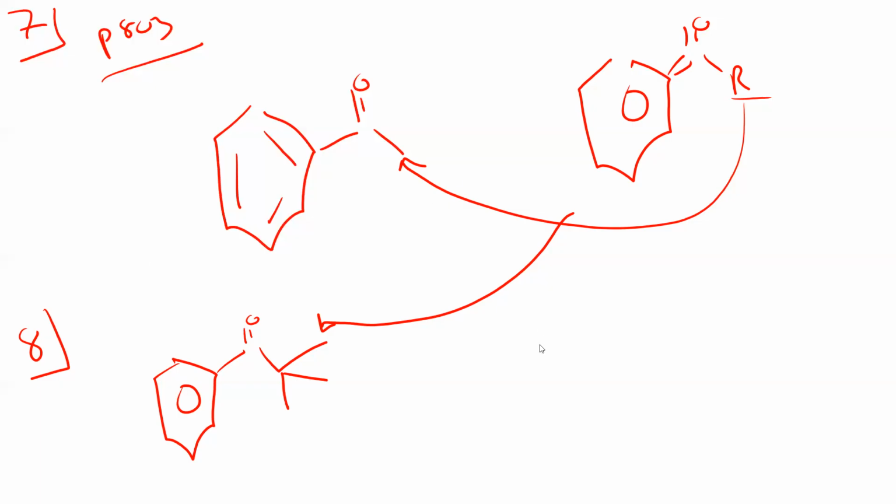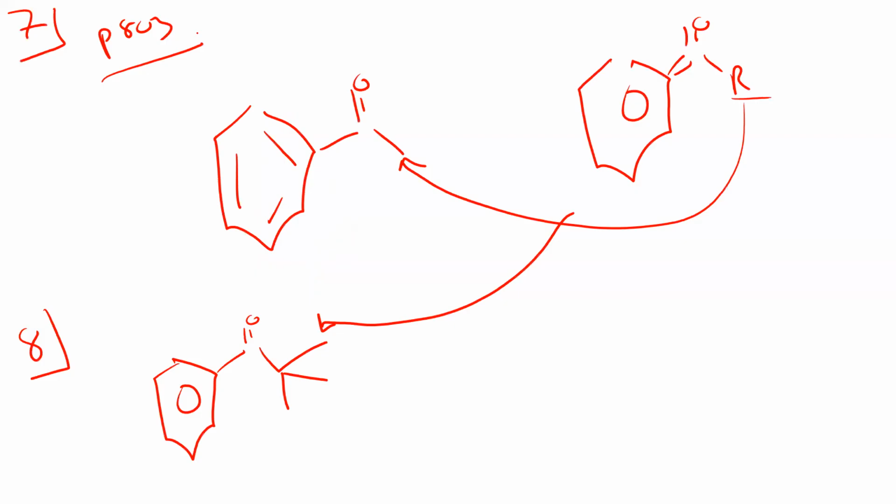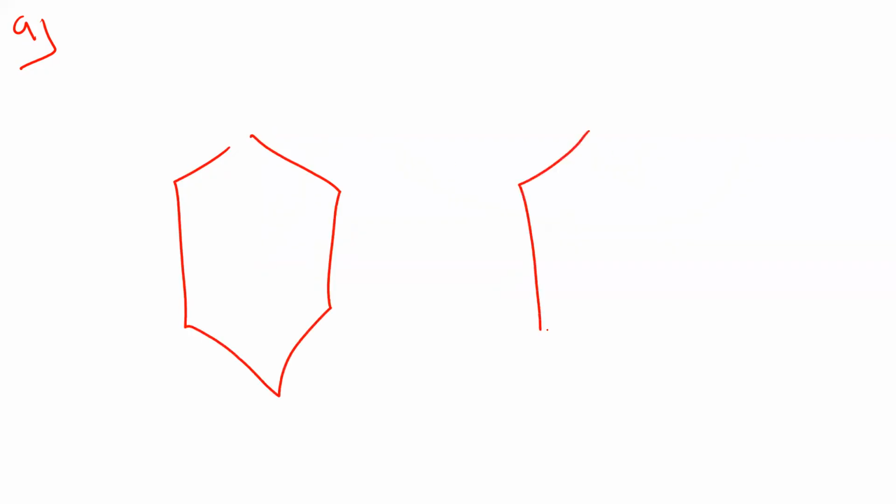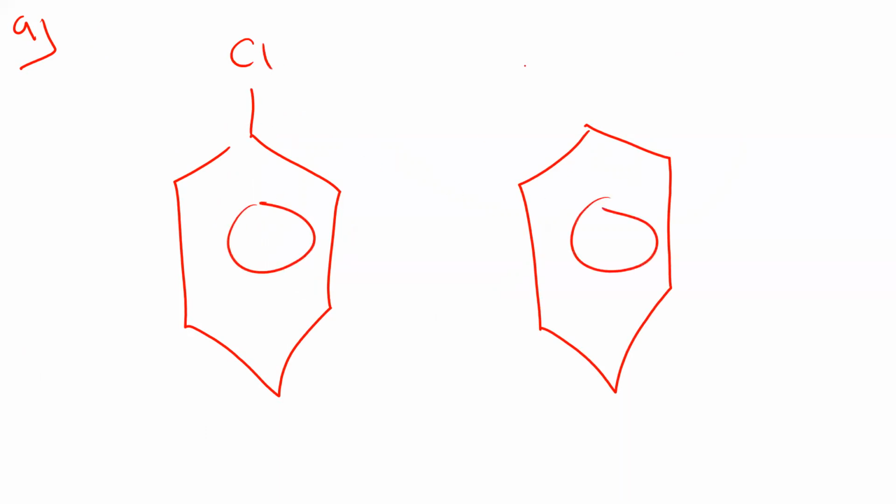Next question is question 9. In question 9, you start with chlorobenzene. So they want the two products. So you have chlorine, and then you're going to add something to it. The big thing to note is, so this is question 9. You're going to have two products here. And both are going to have chlorine, right?